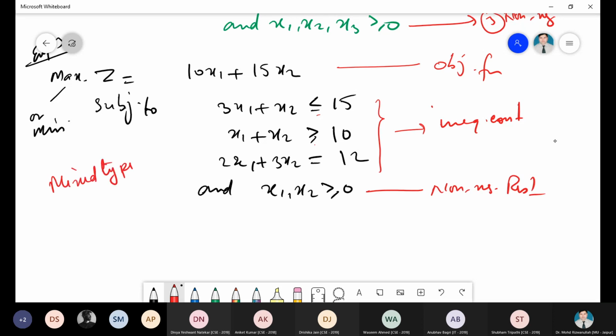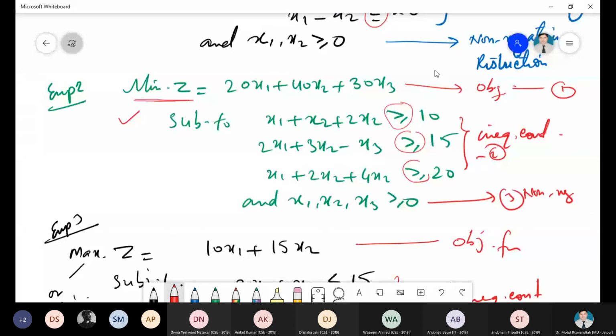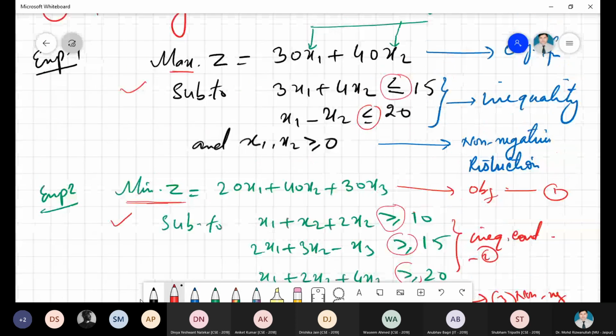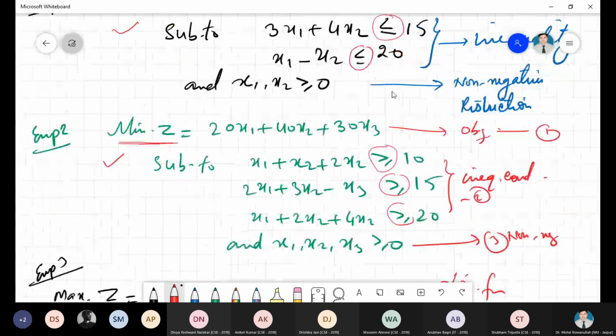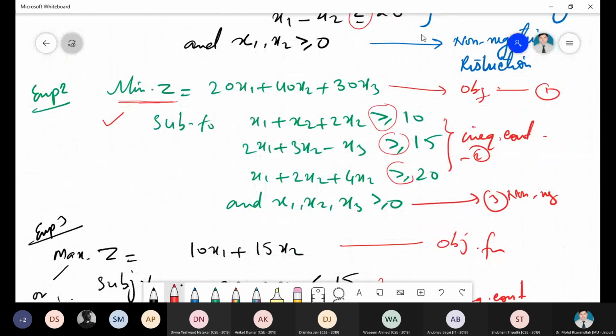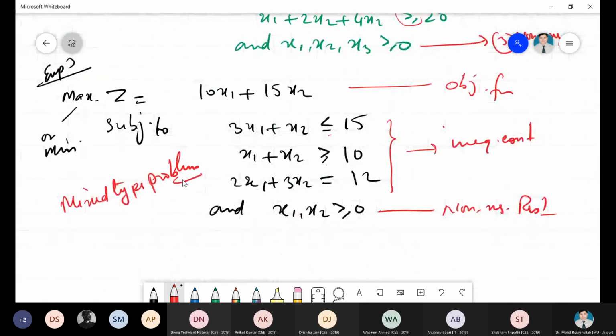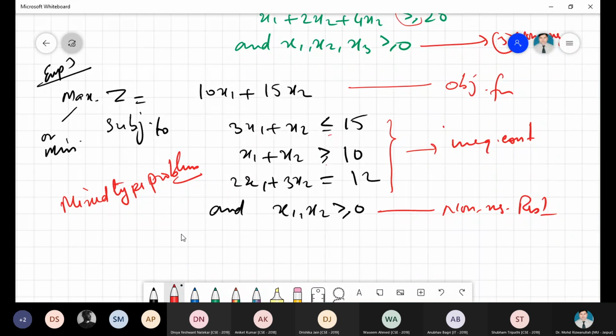Mixed type problem means, whether maximum or minimum, we have the inequality constraints: less than, greater than, and equal, both. But when you go for the maximum case, it will be of the less than sign. And when you go for the minimum case, it will be of the greater than sign. Fine. So these are the differences. This kind of LPP will look like this. Linear programming will be like that.